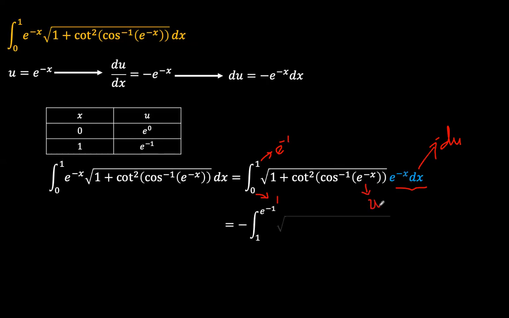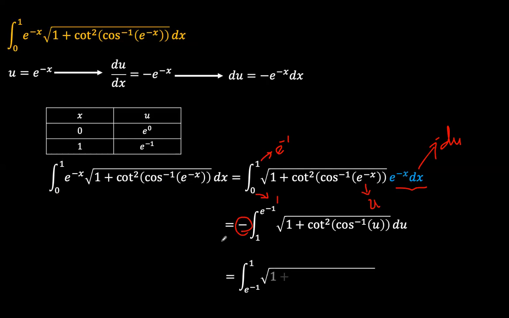Doing that means that now we do have a much more tractable integral. We can now remove this negative sign by flipping the limits, so the upper limit goes lower and the lower limit goes up. And so now we have the integral from u equals e to the power negative 1 to u equals 1 of the square root of 1 plus the cotangent squared of arc cosine of u.